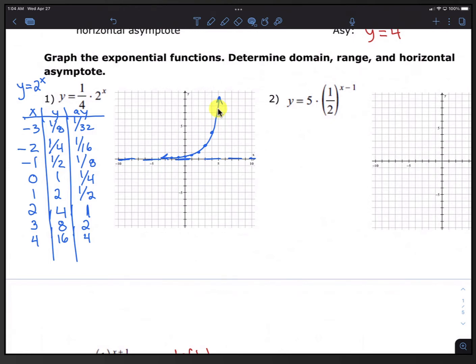All right, so that is our completed graph. We have the horizontal asymptote here at 0, and it levels out here on the left, and then it goes up on the right. All right, we're going to determine the domain, range, and the horizontal asymptote. Domain, since the graph goes to the left and to the right forever, that's -infinity to infinity. And the range is going to go from the horizontal asymptote, which is at 0, all the way up to infinity. So that's your range, 0 to infinity. And the horizontal asymptote is y equals 0.